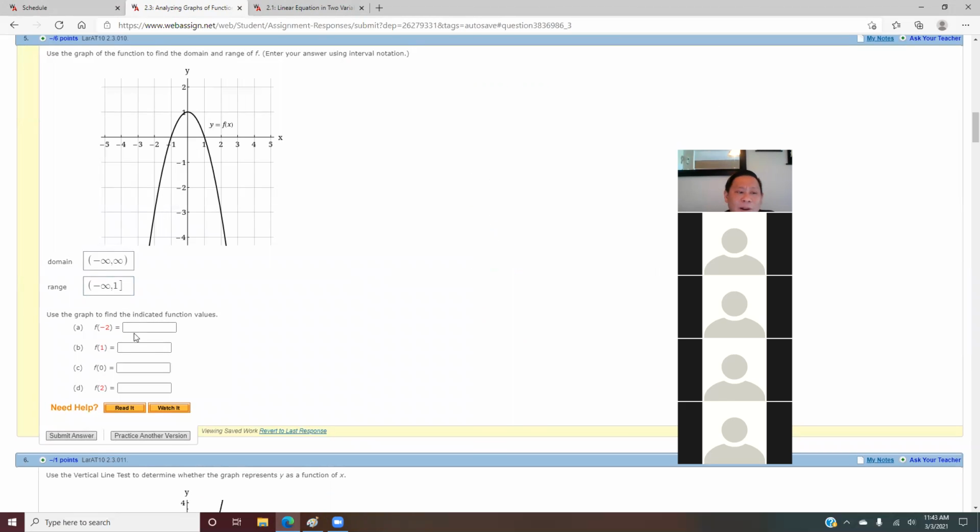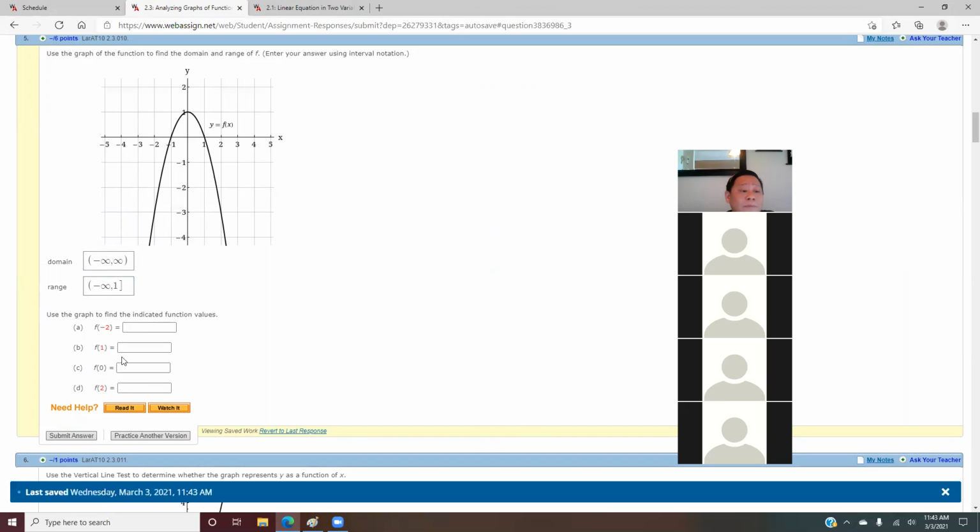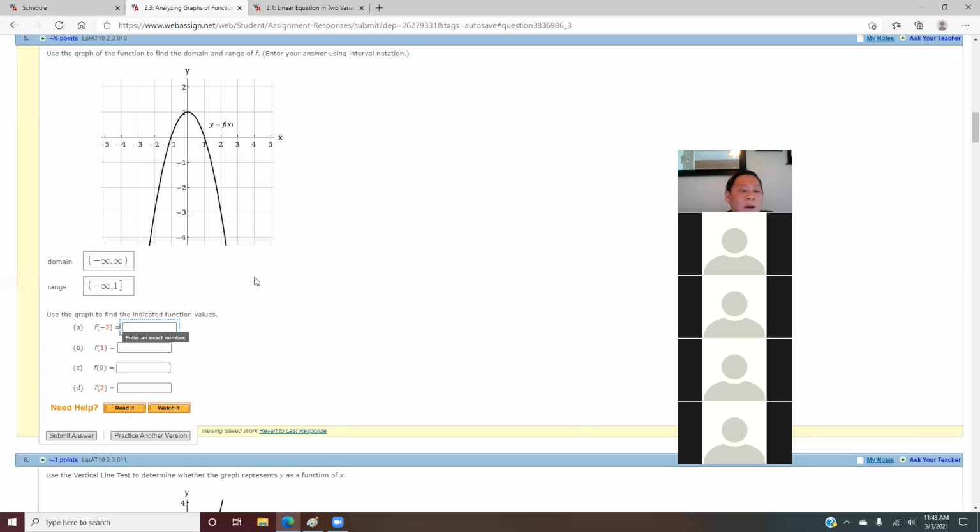I think you can figure out what f(-2) is, right? This is easy, right? Can someone tell me what f(-2) is based on this graph?